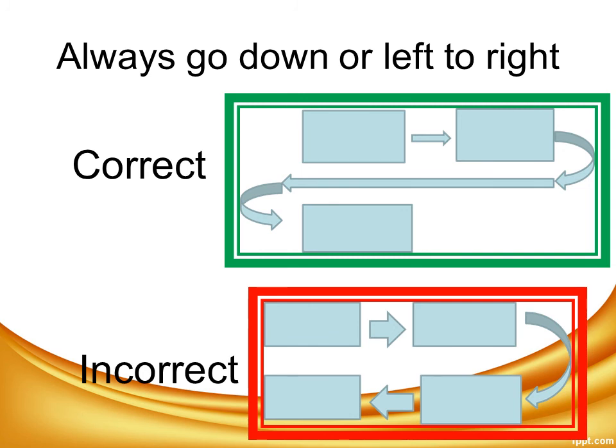In the incorrect example below, the students go from left to right and then circle back right to left. That would be incorrect because the students read left to right, and we need to encourage the students to write the flow map the way that they read.